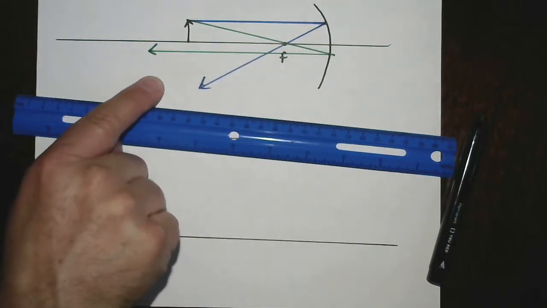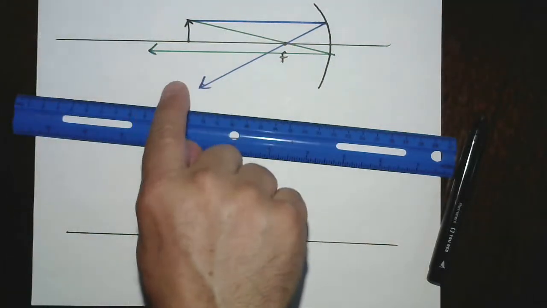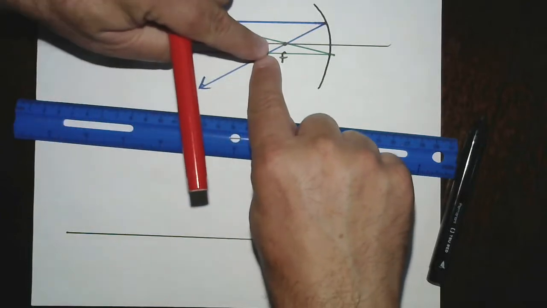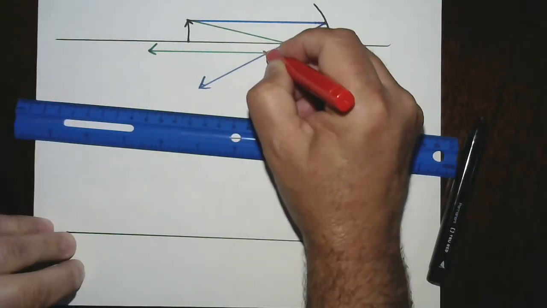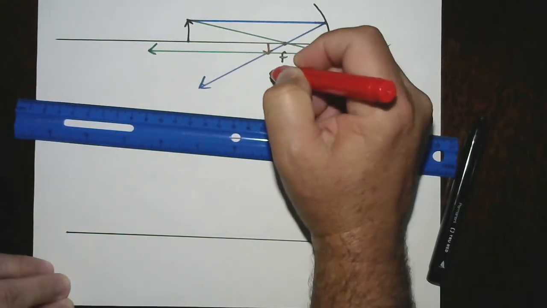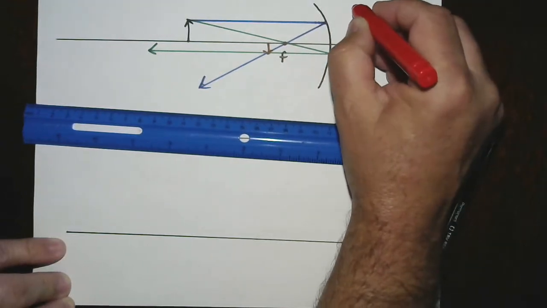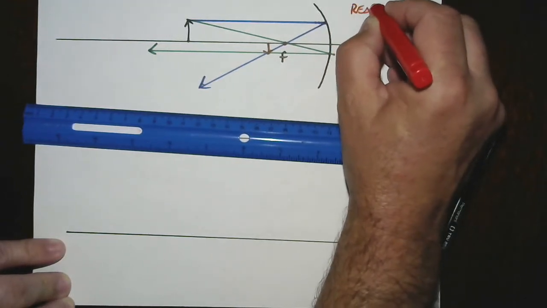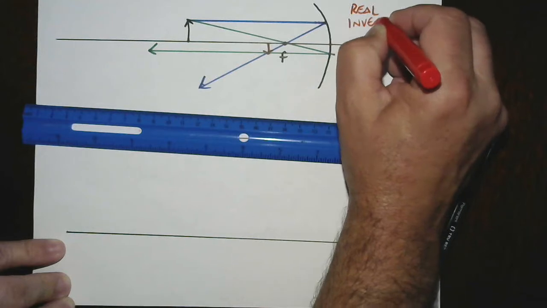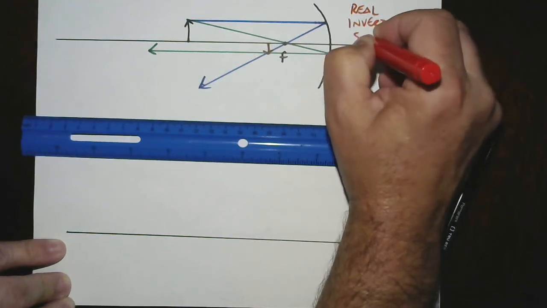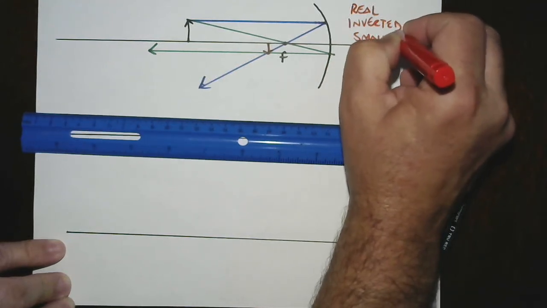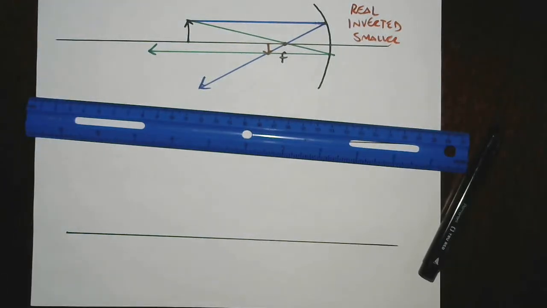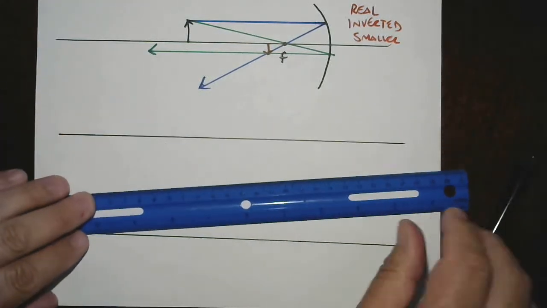That means if your eye was over here looking this way, you would see these 2, and they would appear to have come from right there, which means the top of the arrow is right there, the base of the arrow is on the optical axis, and we are looking at a real image that is inverted and looks a bit smaller than the original. Okay, let's do another drawing.